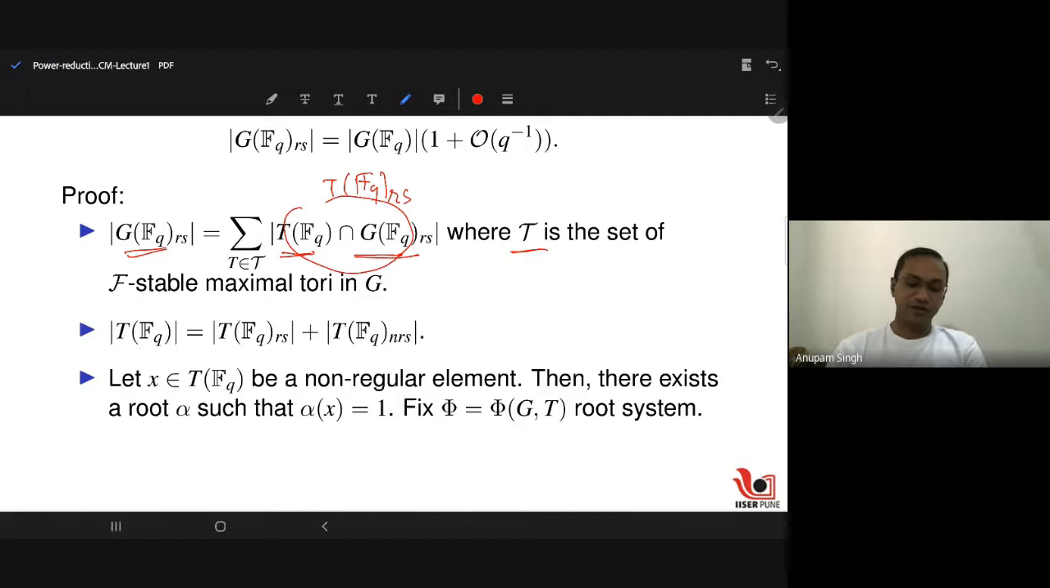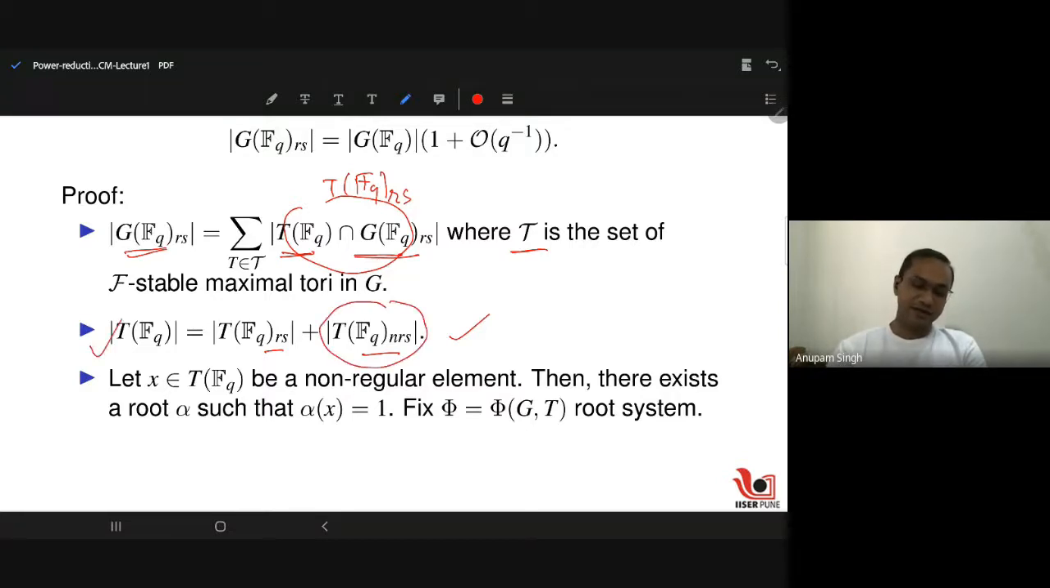Now we'll try to estimate T(F_q)^rs. First of all, the maximal torus T(F_q) has regular semi-simple elements, and whatever is not regular semi-simple is non-regular. So I'll write it as a sum of the regular semi-simple ones and the non-regular ones, the ones which are not regular. This is just writing it as two disjoint sets. Now I want to estimate this.